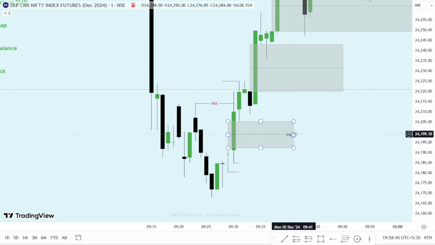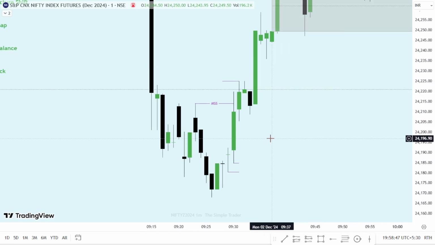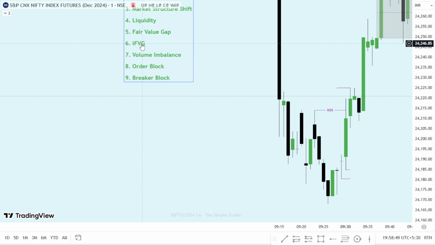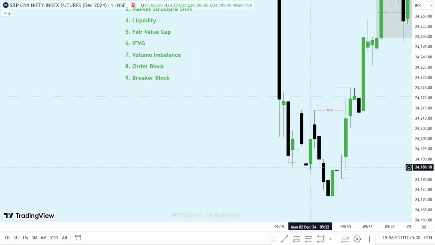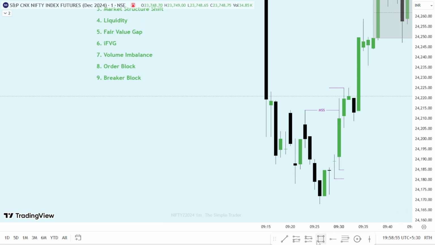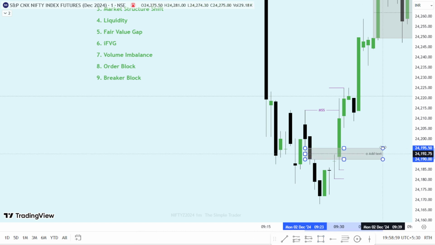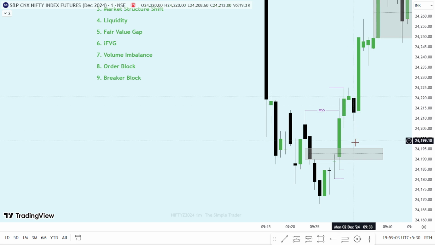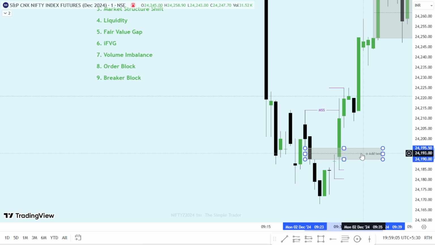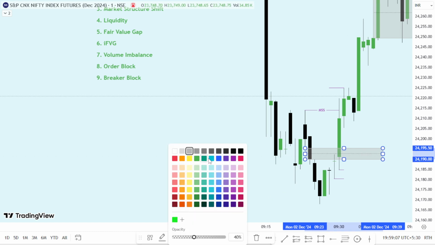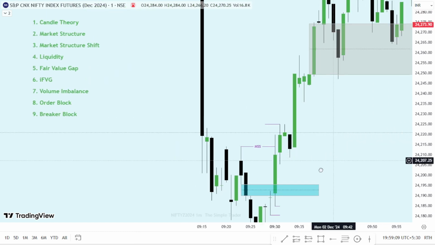There are inverse fair value gaps also, as I've written here, iFVG. iFVG means there is an inverse trait to a fair value gap. For example, this is a bearish fair value gap. When price goes above it, it can come down and this will act as a bullish fair value gap, right?